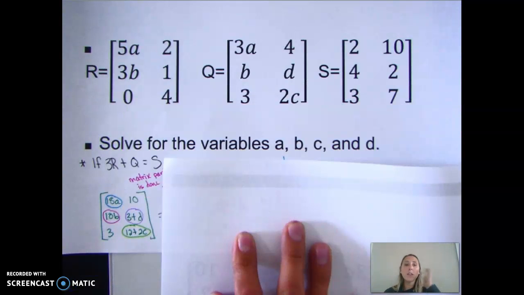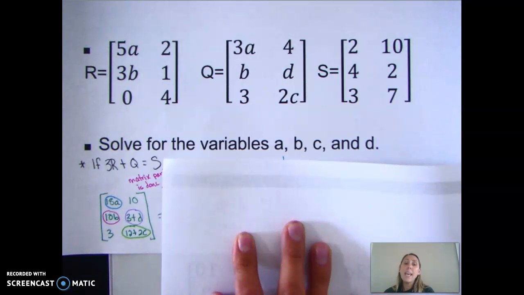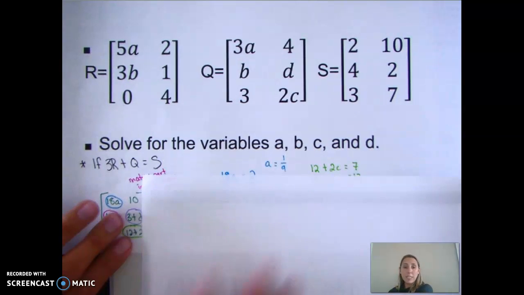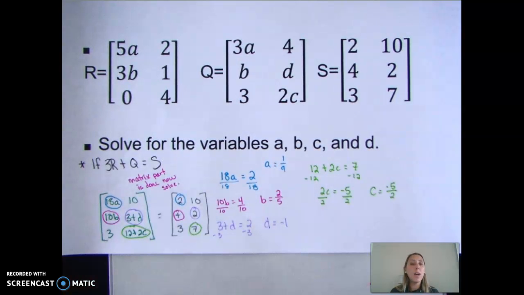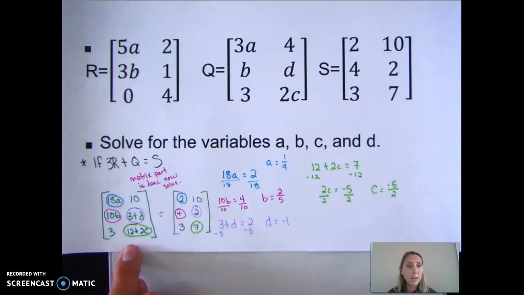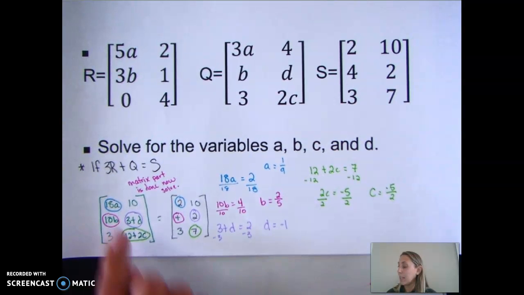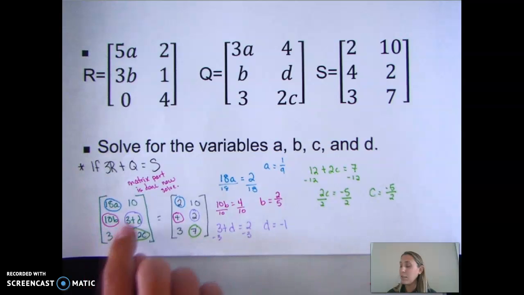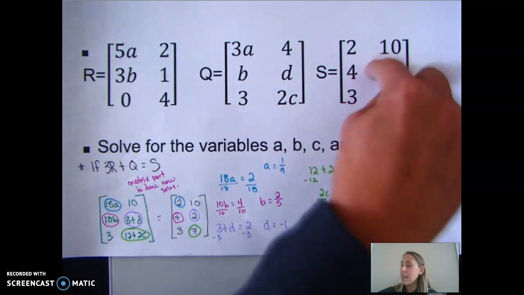Okay, so now we're going to solve for those variables if 3r plus q equals s. I've already done all the work here. This is our answer that we got on the last slide. So we have the 18a, 10, 10b, and I'm saying that it's equal to matrix S.